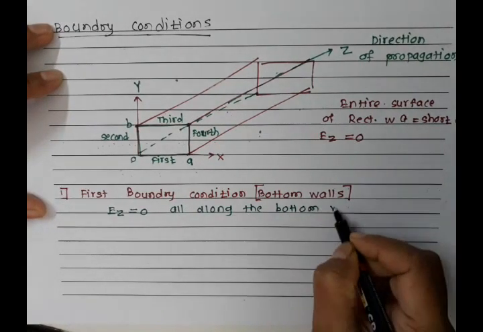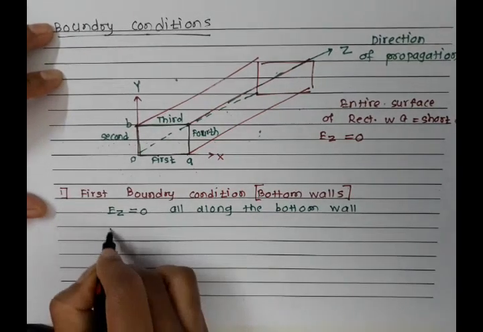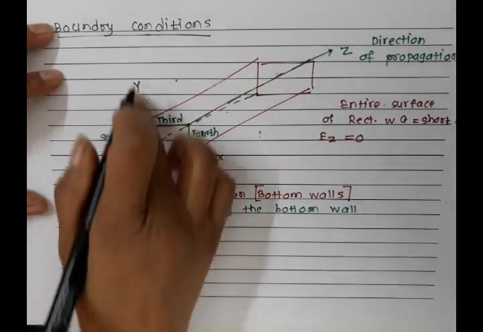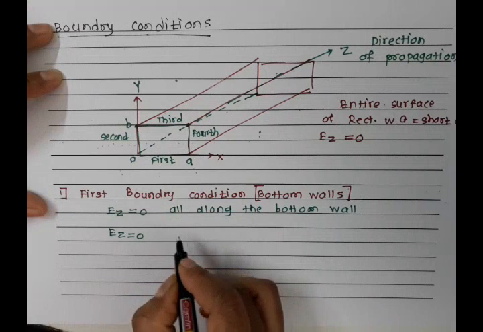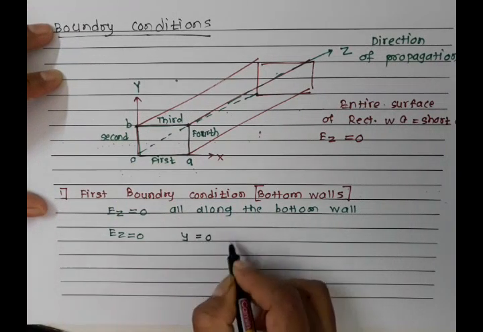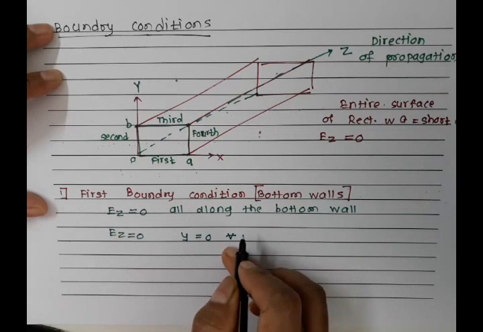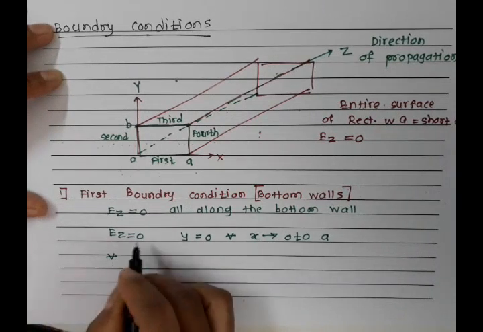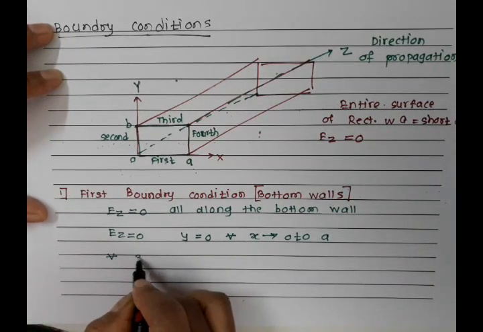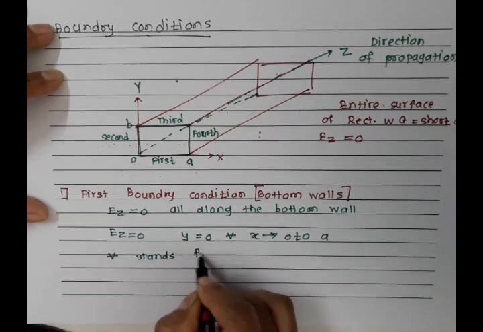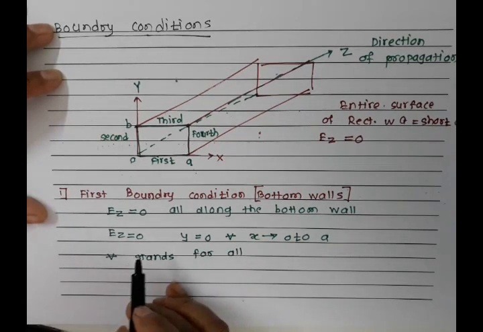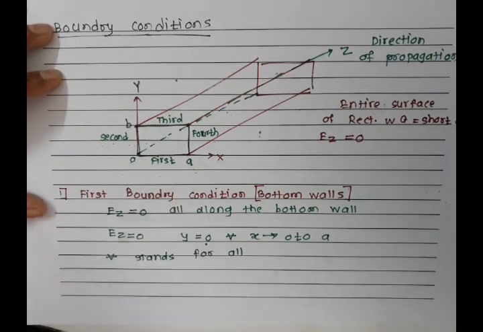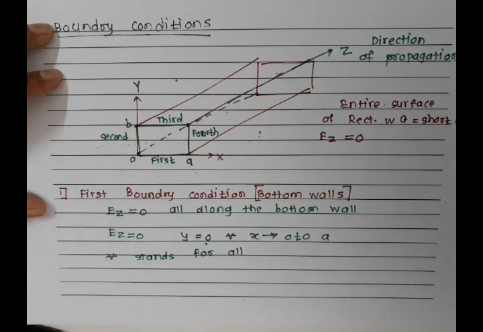So all along the bottom wall Ez is equal to 0, but your x varies from 0 to a and your y will be 0. So all along the bottom wall y is equal to 0, and this sign stands for all, so x varies from 0 to a. So in the first boundary condition, at the bottom wall Ez is equal to 0, y is equal to 0 and x varies from 0 to a.